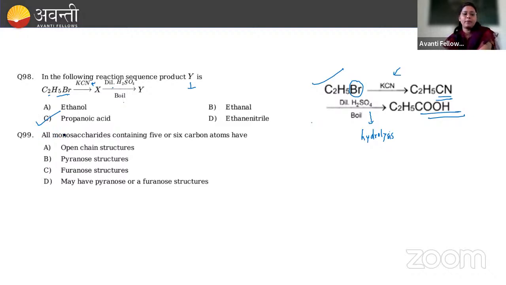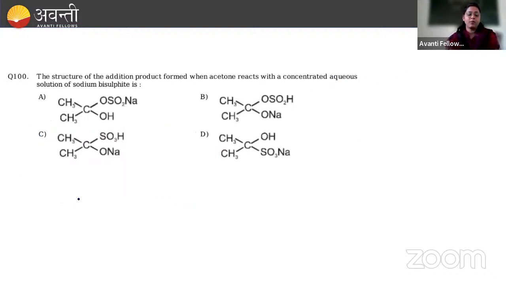Now next problem. All monosaccharides containing 5 or 6 carbon atoms have. So what do they have? They have open chain structure, pyranose structure, or furanose structure. So you know all the monosaccharides can have a pyranose structure as well as a furanose structure. So option D is the correct option here. Very simple problem. Next problem, last problem.